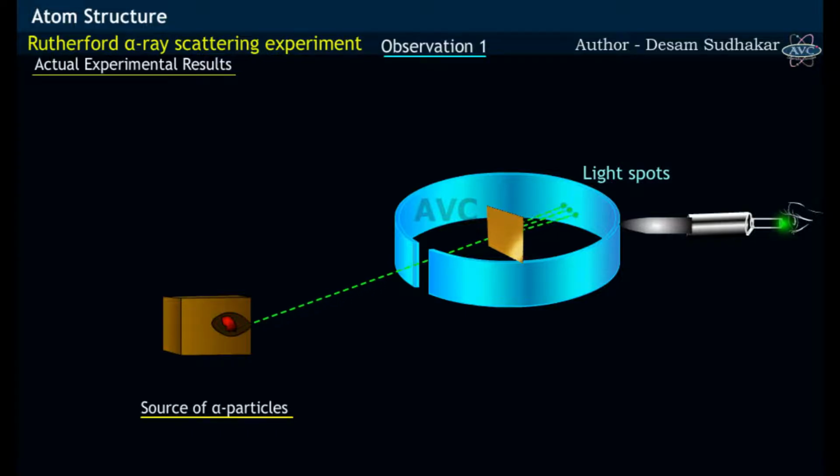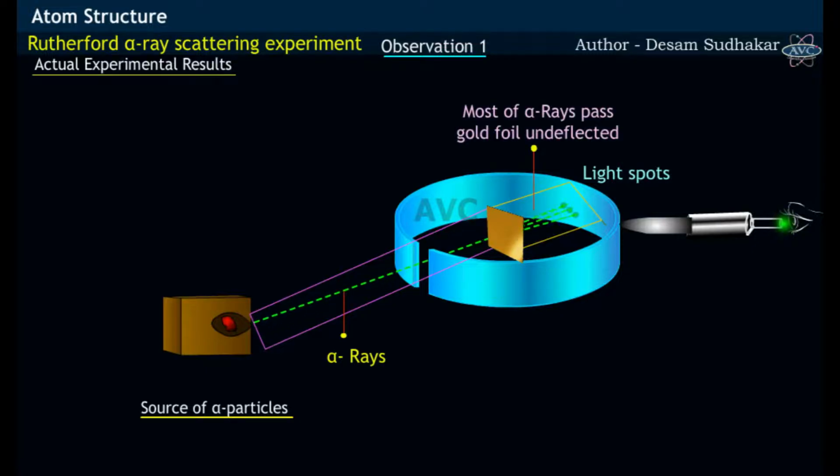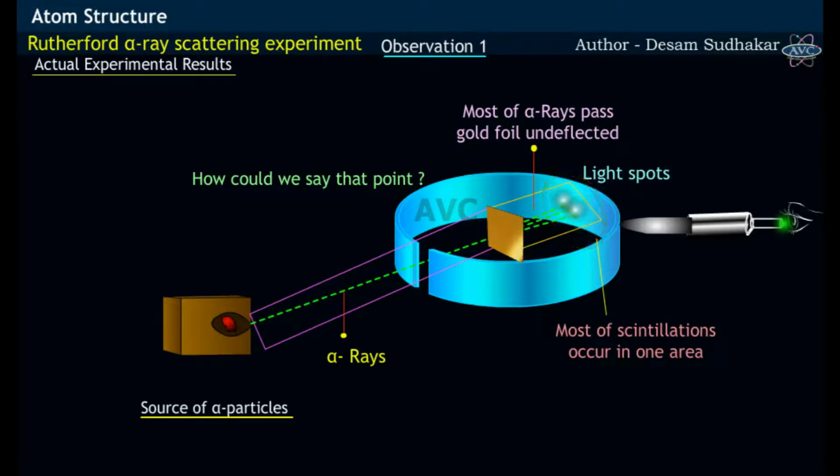Rutherford, in his experiment, observed that most of the alpha rays pass through the gold foil without any deflection or with slight deflection. This can be known from the fact that most of the light flashes or scintillations were noticed across only one region on the zinc sulfide screen, along the straight path of the alpha rays.